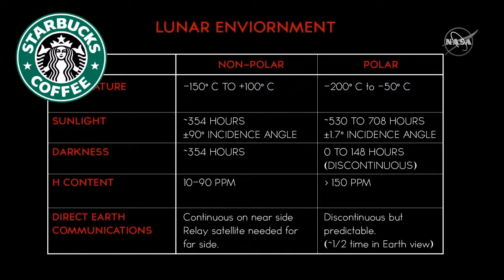The lunar far side never sees the Earth. So if you're going to operate on the lunar far side and you want to talk to the Earth, you're going to need a continuous relay satellite.